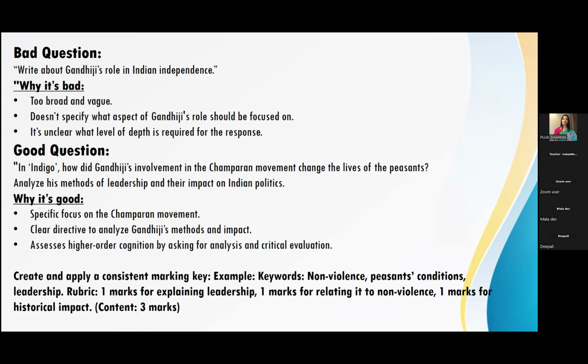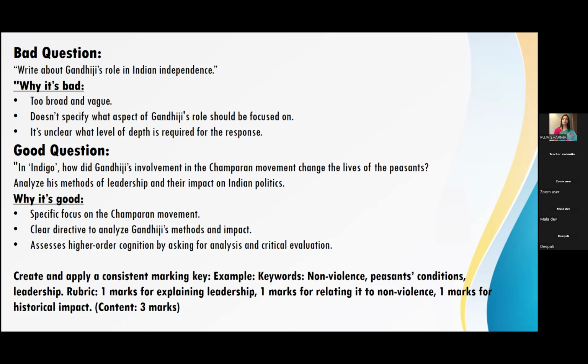Now, again, some questions I have tried to include. Write about Gandhiji's role in Indian independence. If you see this question, a child can attempt it even when he has not read the chapter. Again, there is no context anywhere. So do you think you'll be able to penalize the child if the child is not even using any evidence from the text? Because this is very, very generic by nature. It is too broad and vague, does not specify what aspect of Gandhi's role should be focused on. And it is also unclear what level or depth is required for the response.